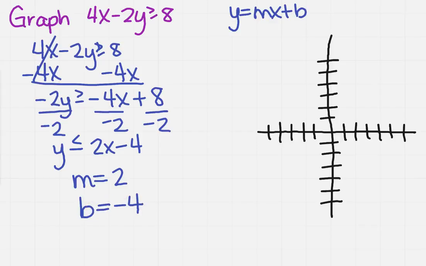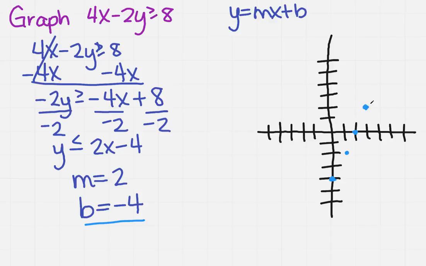So what does that mean? That means that we're going to have a y-intercept of minus 4, so 1, 2, 3, 4. And now our slope is 2. That's the same thing as 2 over 1. So I'm going to go up 2 over 1, up 2 over 1, up 2 over 1.